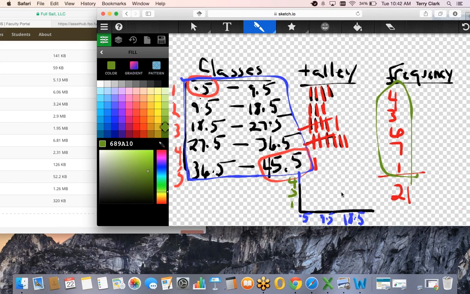So if we wanted to do, let's see, number 3. Well, we can do the first one actually. The first one will probably be the best one to do. It's going to go all the way up to 4. So we're just going to go right here from 0.5 to 9.5. And then we'll just shade this in.